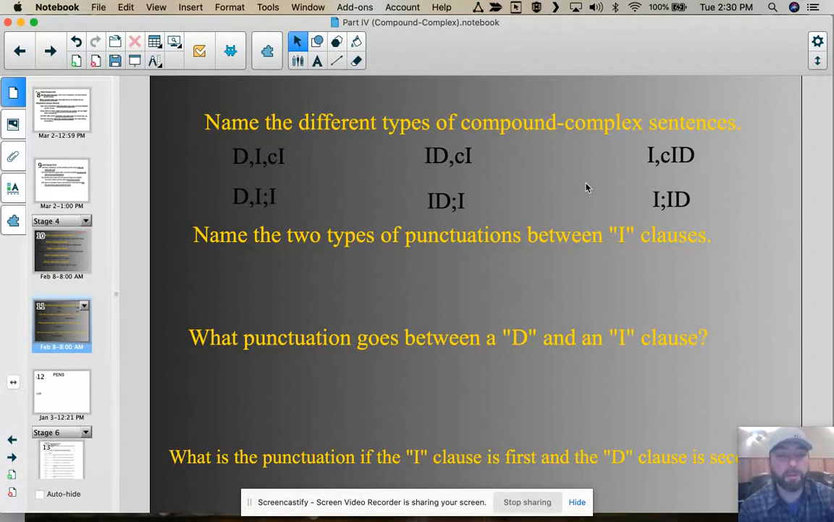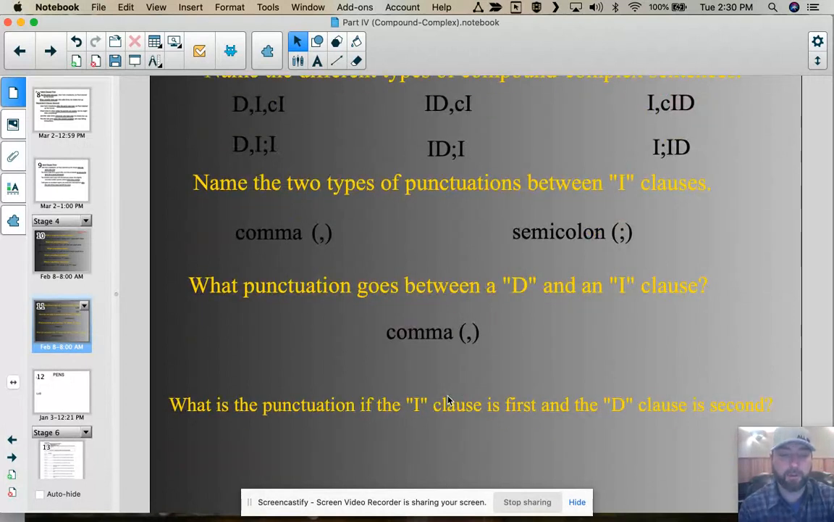Name the two types of punctuations between the I clauses, the independent clauses. We have a comma and a semicolon, right? So I, CI and I, semicolon I. What punctuation goes between a D dependent and an I independent clause? If you said comma, you're good to go.